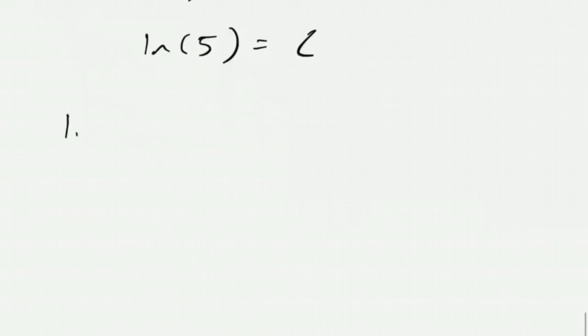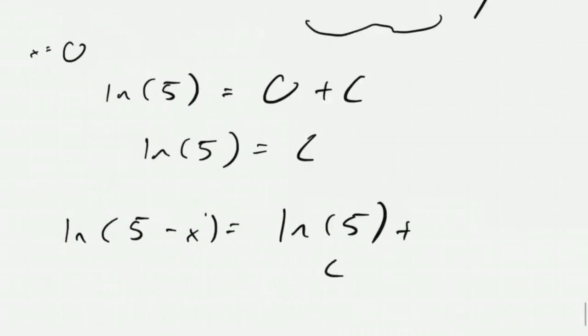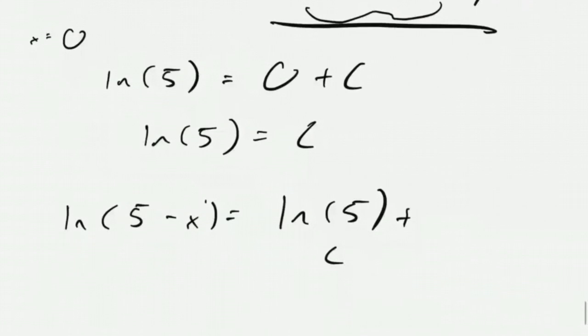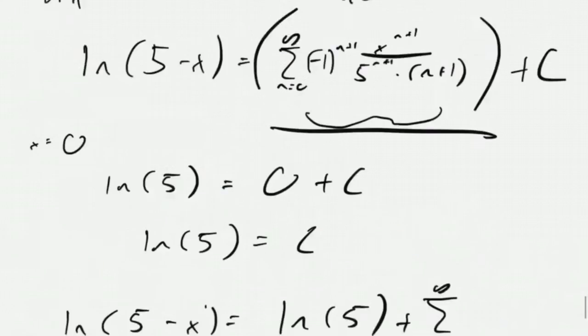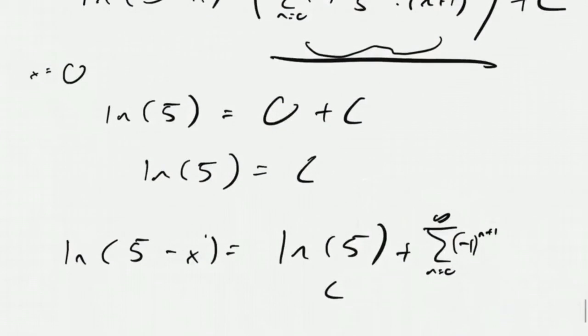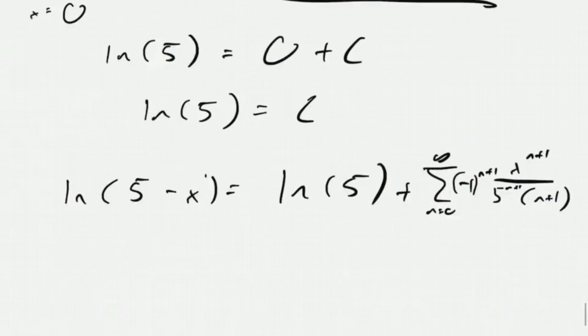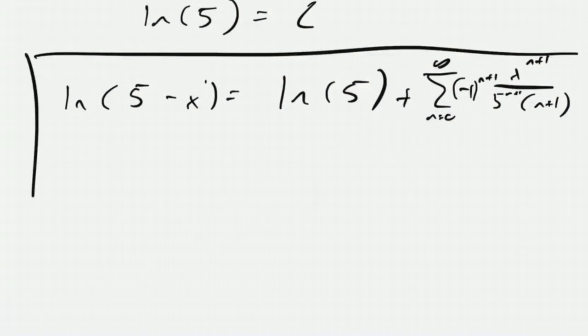That means the power series for my function is ln of 5, which is my c, plus the rest, plus this thing. And there's really no better way to write this. It might seem weird to have just a constant out front, but that's fine to do. So our final answer should be this thing.